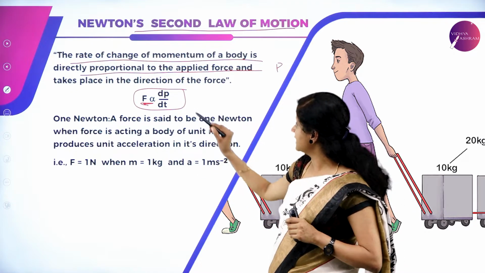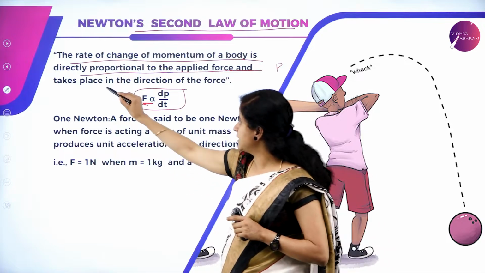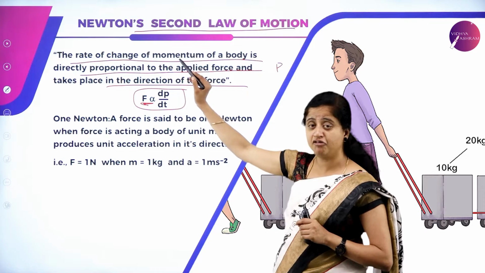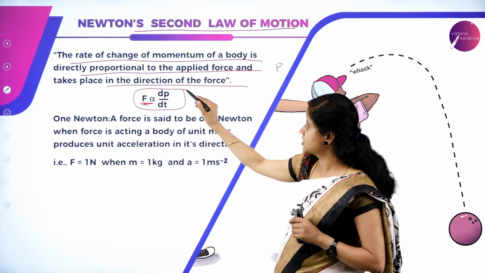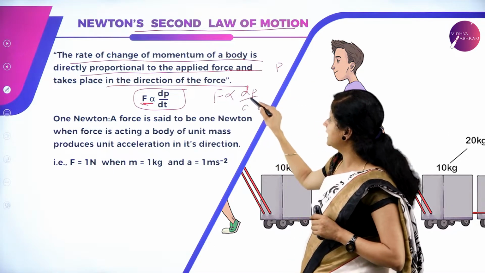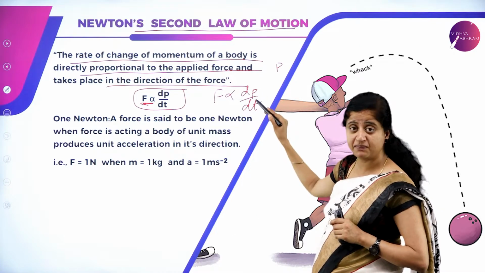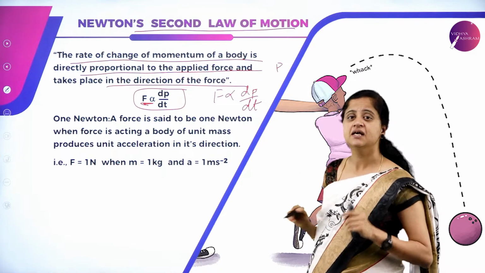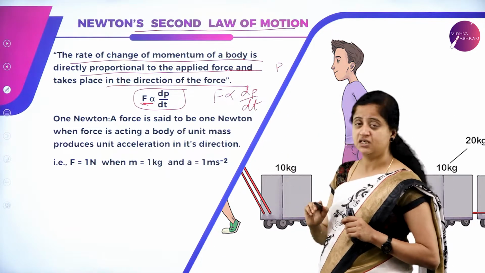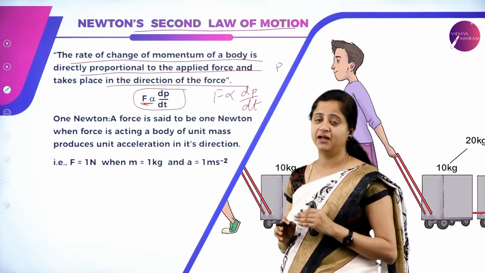So it can be written as F is proportional to dP by dt, and it always takes place in the direction of applied force. So the second law of Newton's laws of motion can be shortly written as F is proportional to dP divided by dt. Here dP by dt is the change in momentum with respect to time, and it is called the rate of change of momentum. It is directly proportional to the force, and this will be in the direction of the applied force.